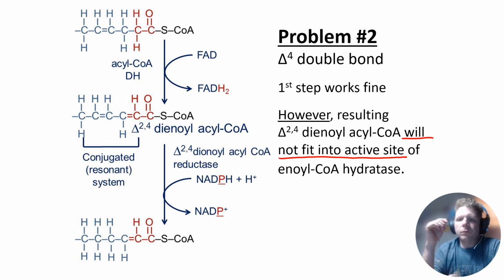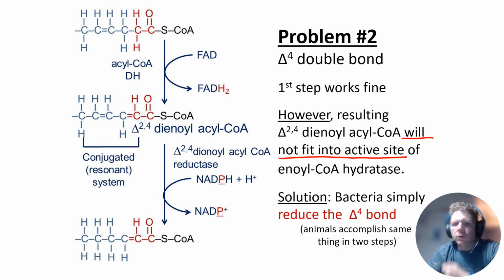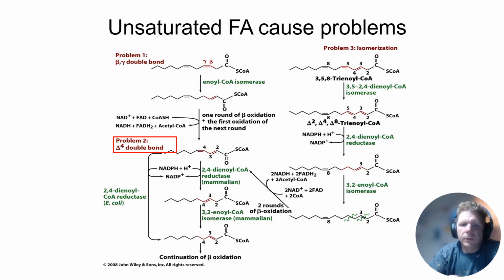Now, that's where we're really running into an issue. If it doesn't work, it doesn't work. So we have to figure out a way to deal with this. And so our solution, bacteria are simply going to reduce that delta 4 bond. Mammals are going to do the same thing, but through a series of steps. And that's what we looked at with our 2,4-dienoyl-CoA reductase and that enoyl-CoA isomerase.